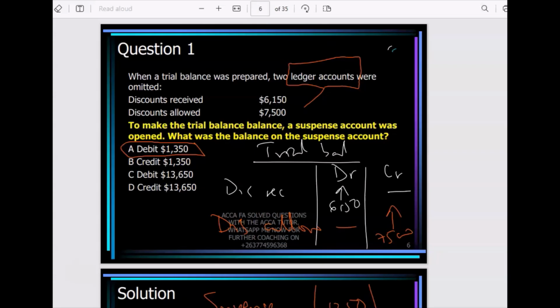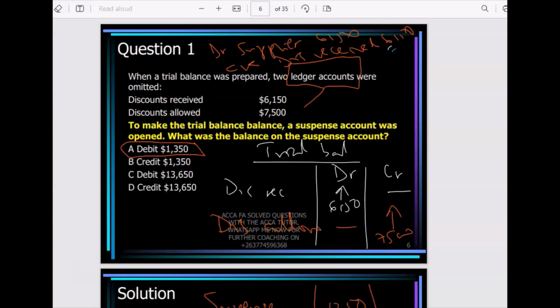For example, with regards to discount received, the double entry was debit supplier. Because we received a discount, it means the supplier or the payable was reduced. Remember, suppliers are liabilities. So to reduce a liability with a discount, we debit the liability. So we debit the payable. There was a debit of 6,150 initially and a credit to discount received of 6,150. This was done in the ledger.